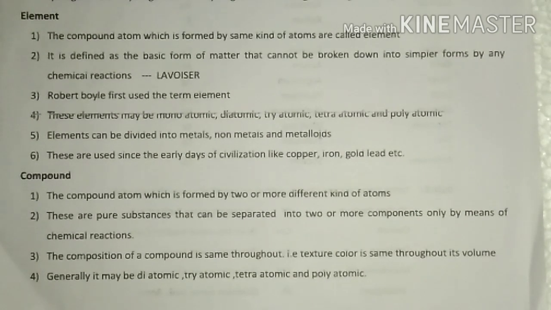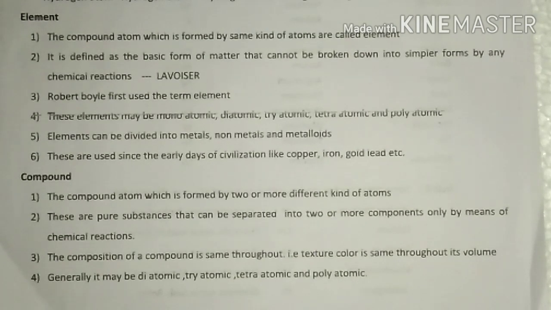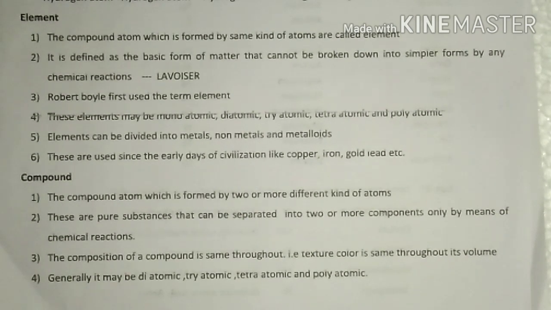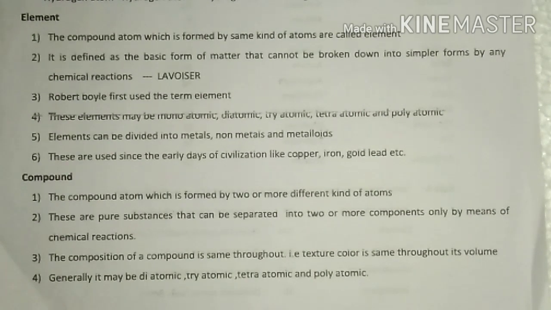Some more examples: the crown used by the king is also made up of these. Even in our temples we use different kinds of elements. We call them Panchaloha Vigraham, which means it contains five kinds of elements.